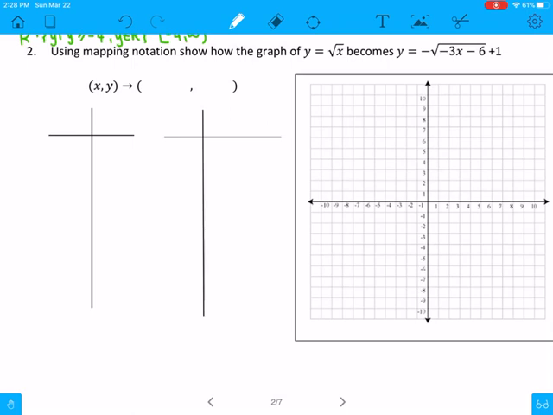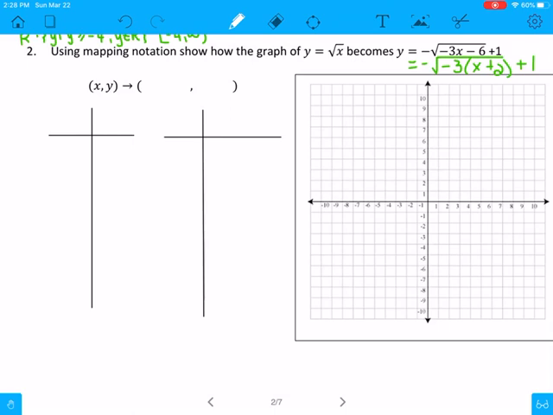Okay, so use mapping notation. Now, mapping and words are the same thing, remember? So we're going to use mapping notation to show how the graph square root of x becomes this new graph. The first thing I need to do, though, is rewrite this with the negative 3 taken out, so that my horizontal translation isn't wrong. So I take a negative 3 out of that. I'm left with x. And then negative 6 divided by negative 3 is actually positive 2. Plus 1. So I'm actually moving 2 to the left, not 6 to the right, which makes a big difference.